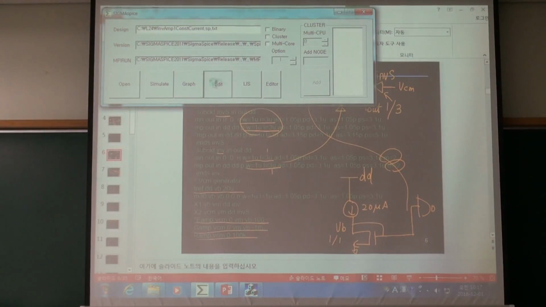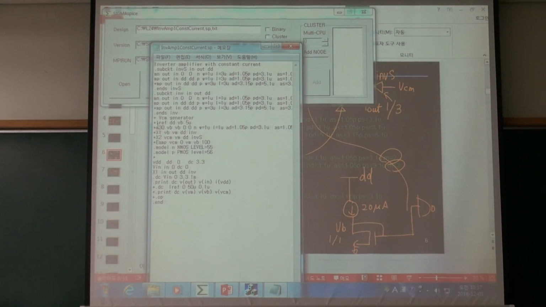Okay, let's try to use that constant current thing. So in this VCM generator, I will put this constant current, and then I will put this small transistor for VBB, put large inverter, small inverter, and then this DD I need. This one, I don't need. This sub-circuit, I will delete it. And then, let's see, I will change this reference current.